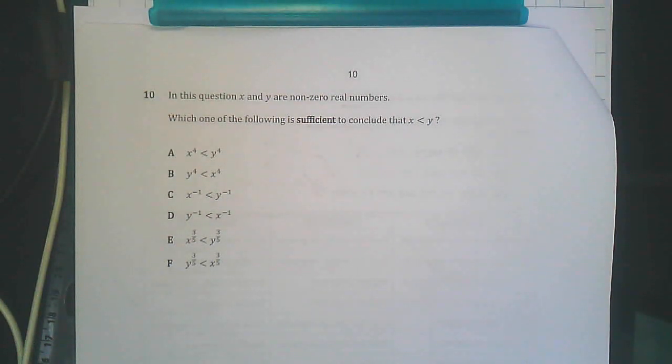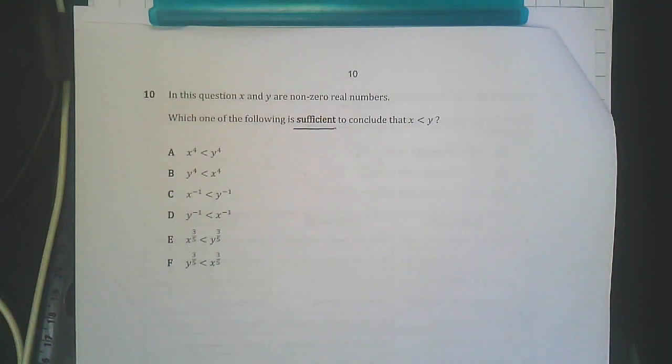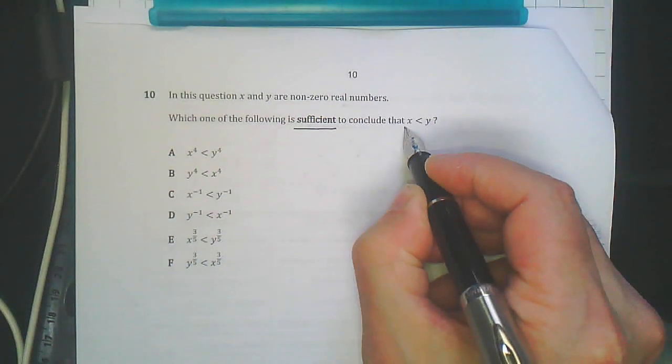Hello, we're looking at TMUA 2016 paper 2, and this is question 10. For this paper, this is the first time we've seen the word sufficient being used. To disprove something sufficient, all we need to do is find an example where it doesn't work. And if we want to find one where it does work, we should try and prove for all X and Y. So all we're doing is trying to find X's and Y's that disprove these examples here, and if we can find them, then we can cross them off the list straight away.